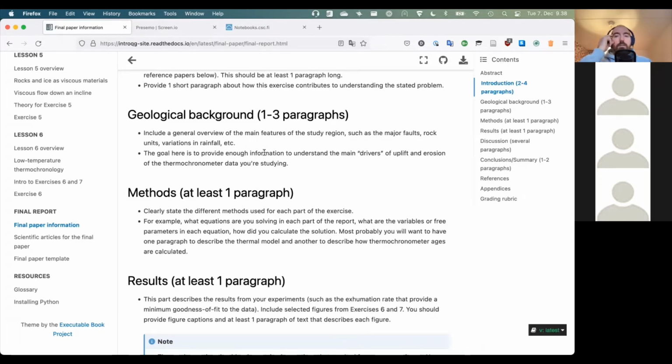You can talk about essentially things like faults are going to drive uplift, rainfall is going to drive erosion. So you can say, what are some of these main drivers of uplift and erosion for the data that we're looking at.